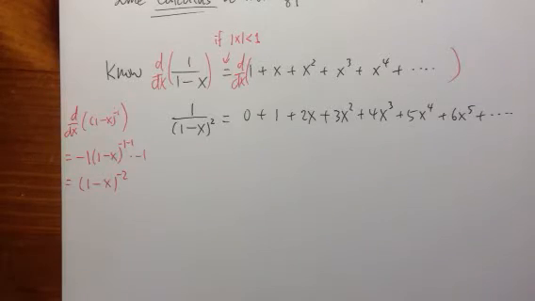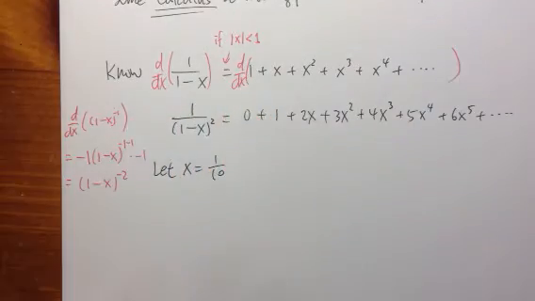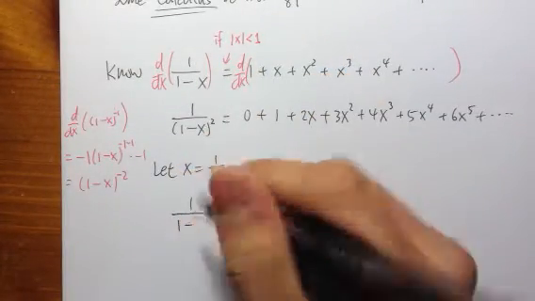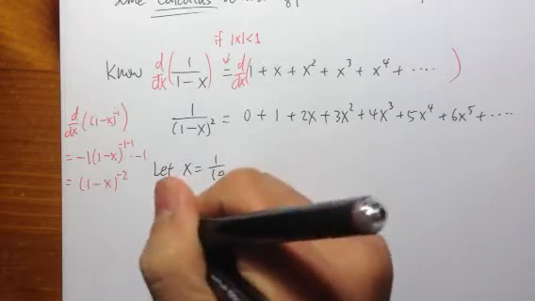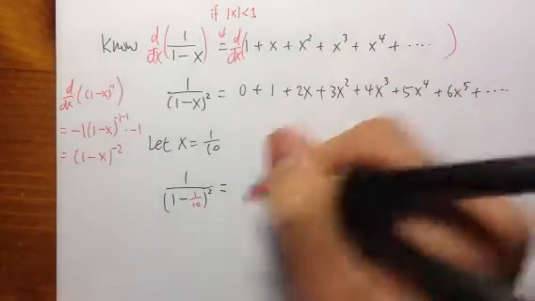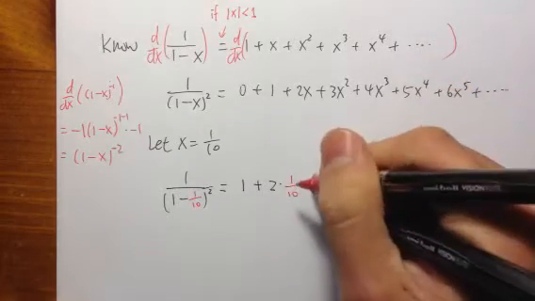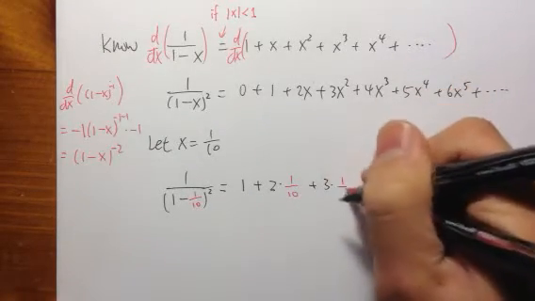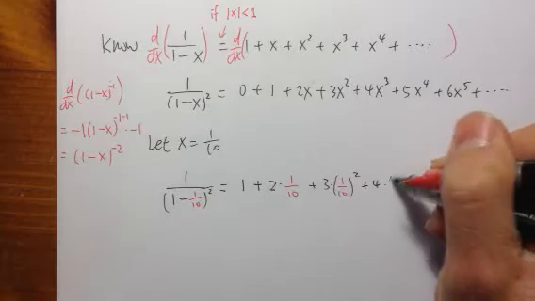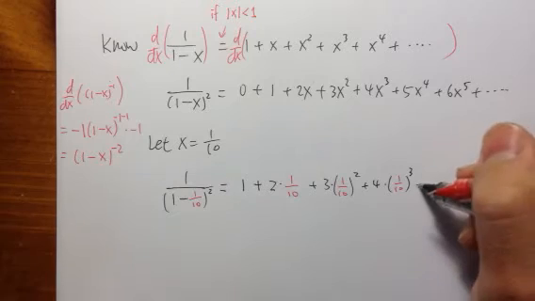Anyways, what we are going to do next is let x equal 1 over 10. So on the left-hand side we have 1 over (1 minus 1 over 10) squared. And this will be equal to 1 plus 2 times 1 over 10, plus 3 times (1 over 10) squared, plus 4 times (1 over 10) raised to the third power, and so on.